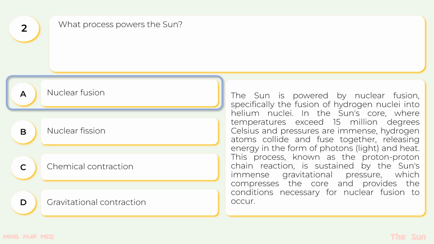In the sun's core, where temperatures exceed 15 million degrees Celsius and pressures are immense, hydrogen atoms collide and fuse together, releasing energy in the form of photons, light and heat. This process, known as proton-proton chain reaction, is sustained by the sun's immense gravitational pressure, which compresses the core and provides the conditions necessary for nuclear fusion to occur.